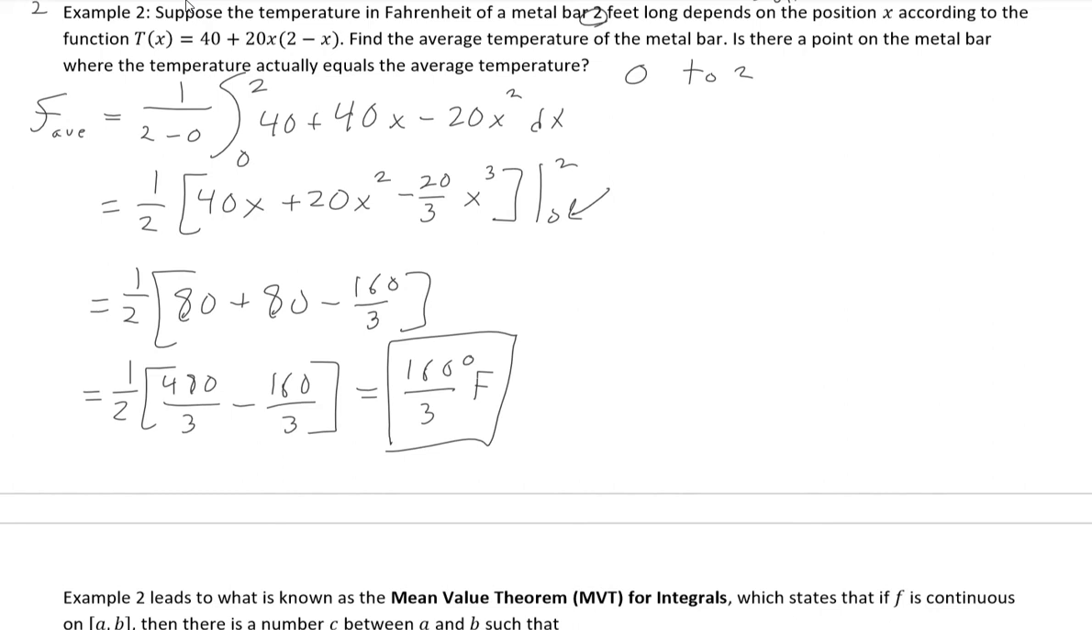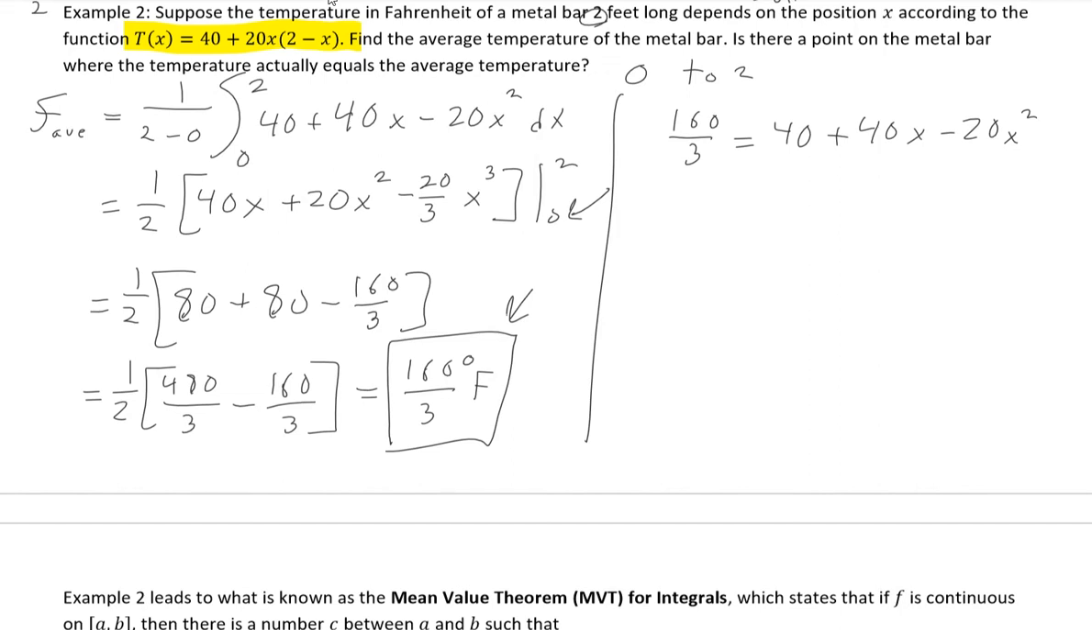Now the second part of the question asks, is there a point on the metal bar where the temperature actually equals the average temperature? Well, there should be, and we should be able to check that. If this is the average temperature, we should be able to plug that in, 160 over 3, into my temperature function, where T of x is, and solve to see where along the line that happens. We actually simplified that earlier as 40x minus 20x squared. We can solve for this.